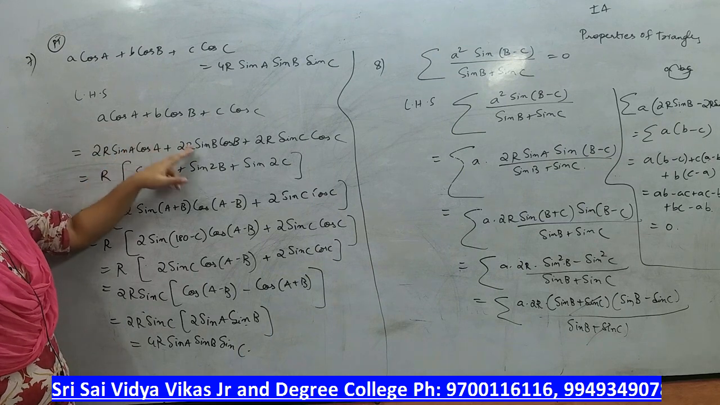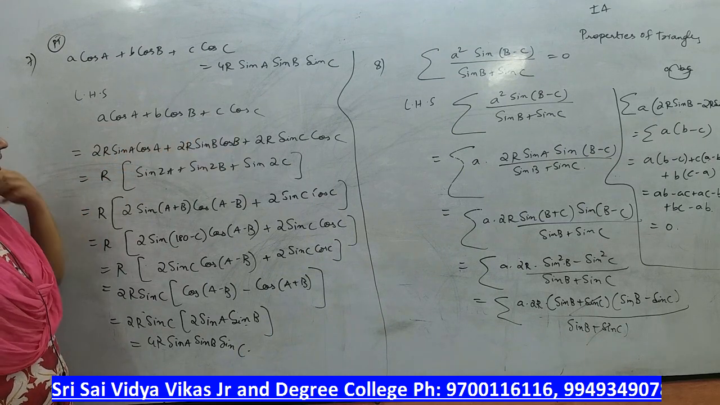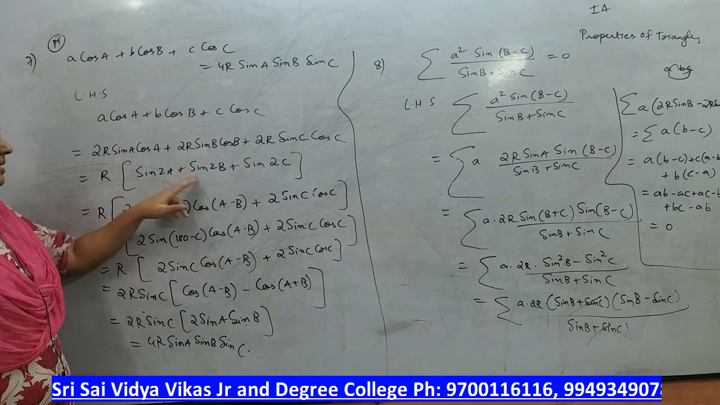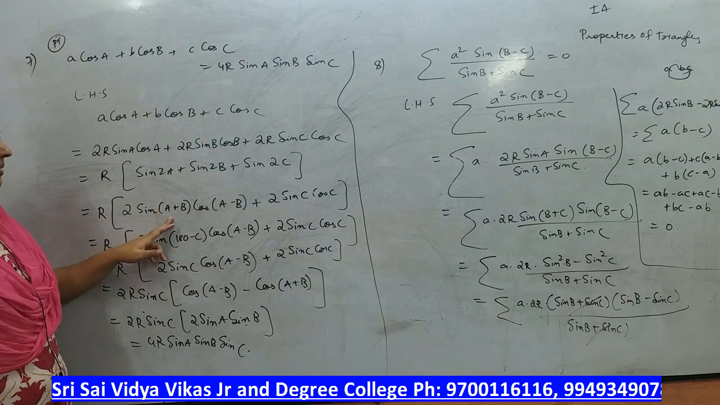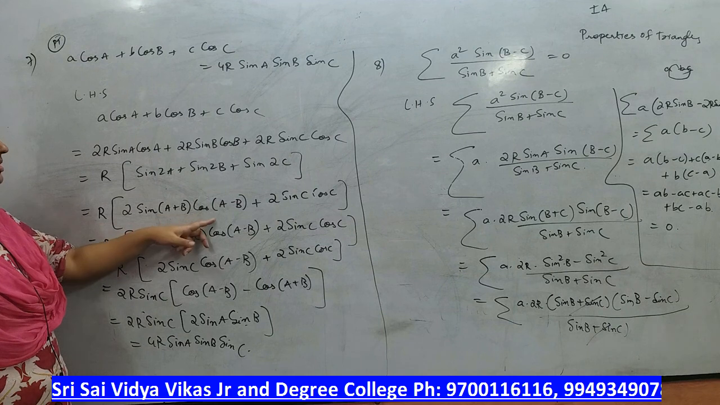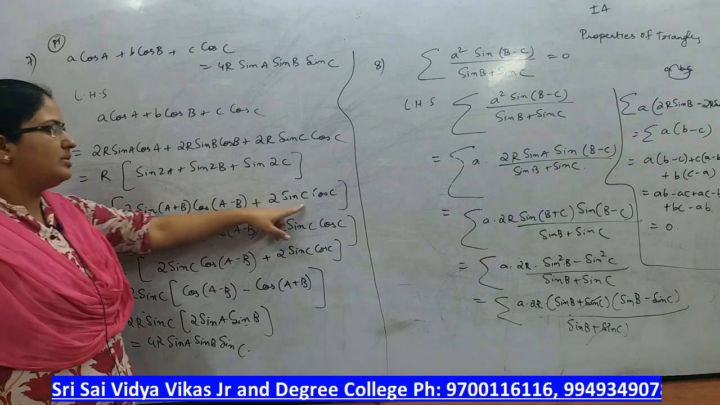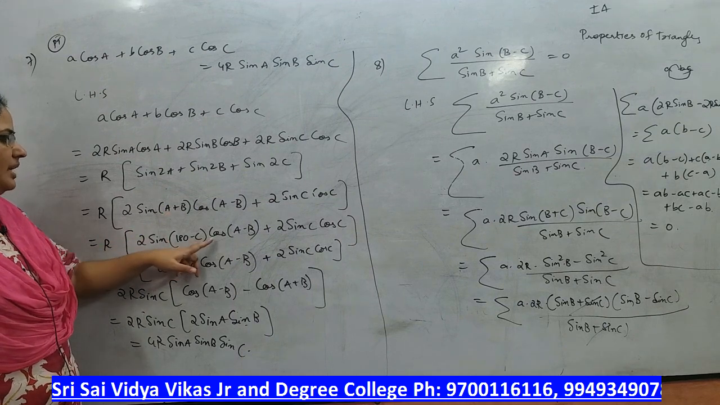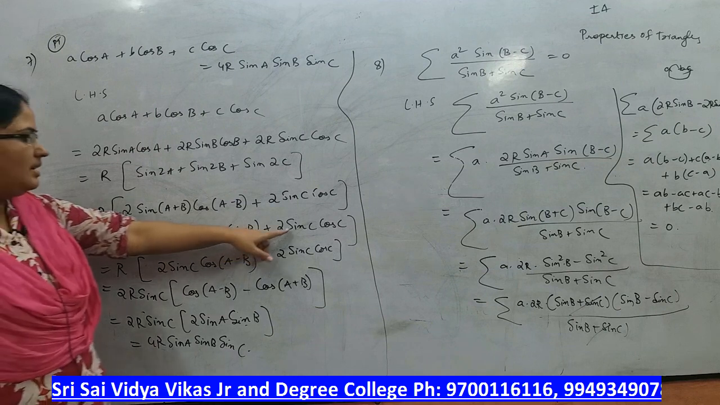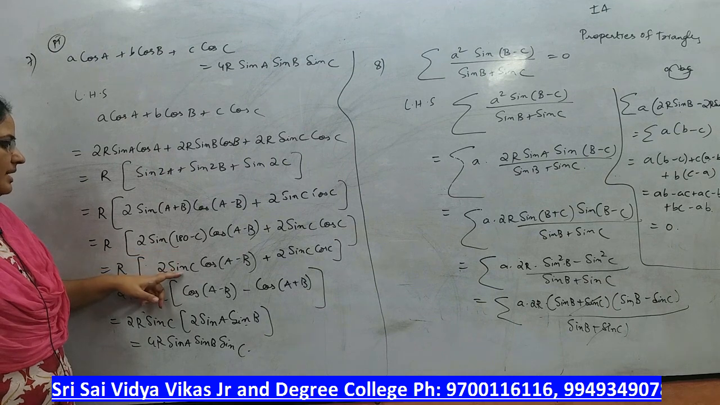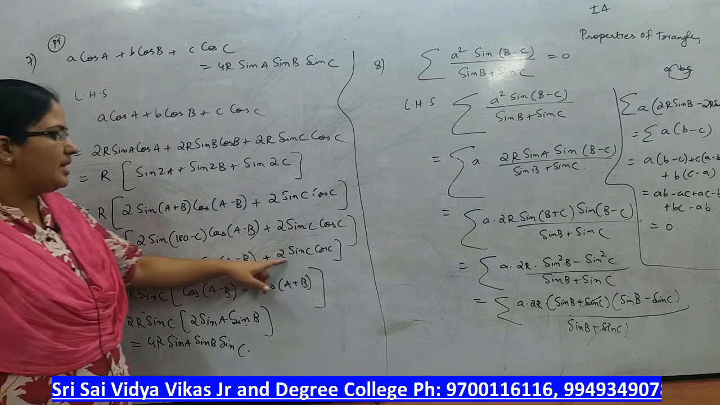a is 2R sin A, b is 2R sin B, c is 2R sin C. Take R common. You will have sin 2A plus sin 2B plus sin 2C. Sin plus sin is 2 sin((2A + 2B)/2) cos((2A − 2B)/2). You will get sin(A + B) into cos(A − B). Sin 2C is nothing but 2 sin C cos C. A plus B can be written as 180 minus C, so sin C cos(A − B) plus 2 sin C cos C.